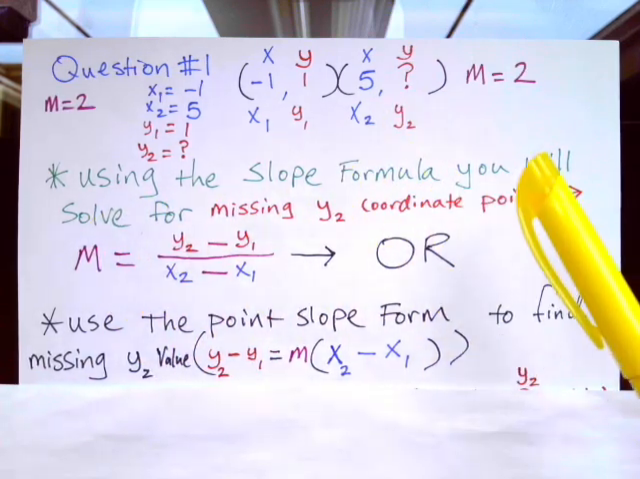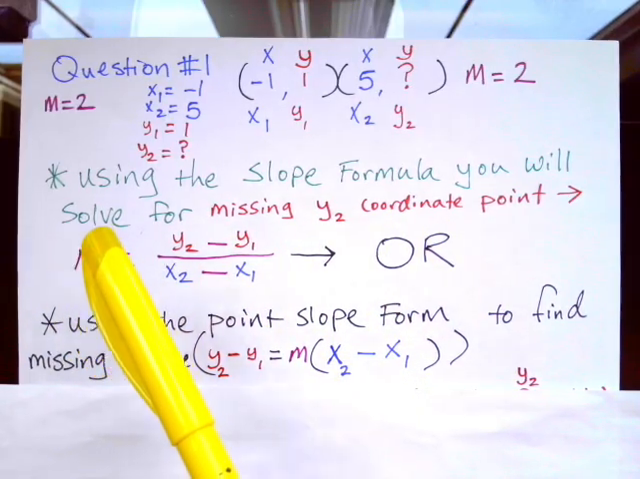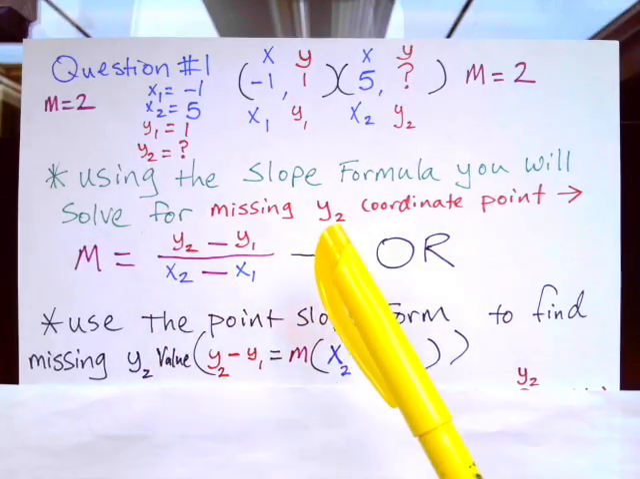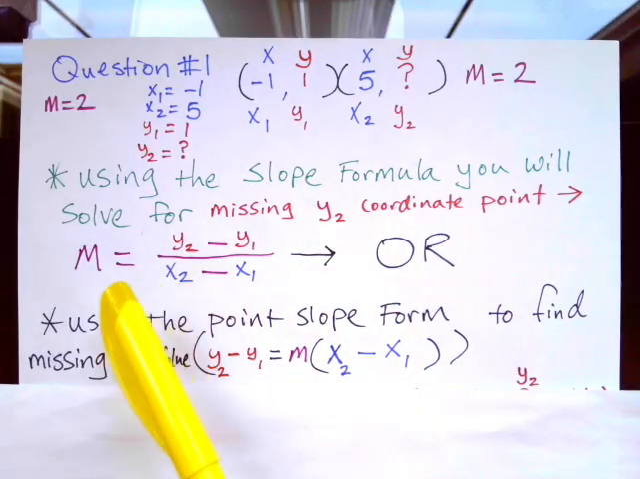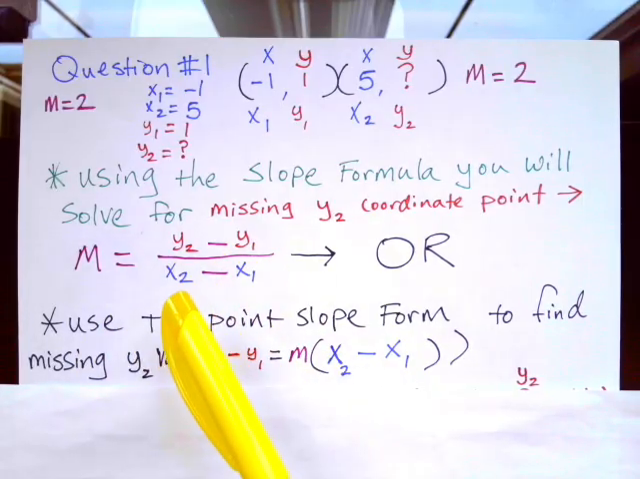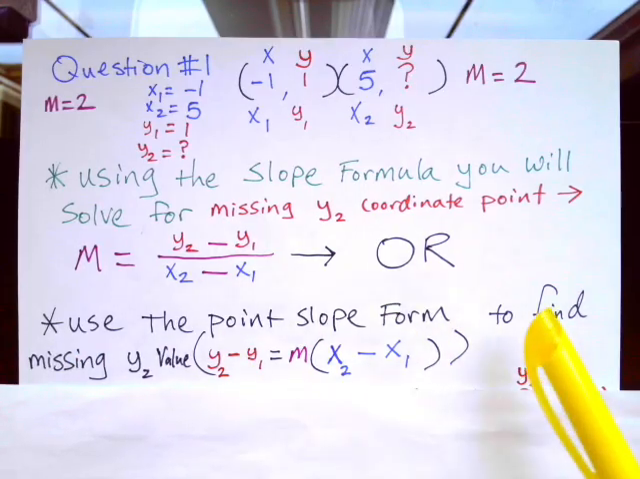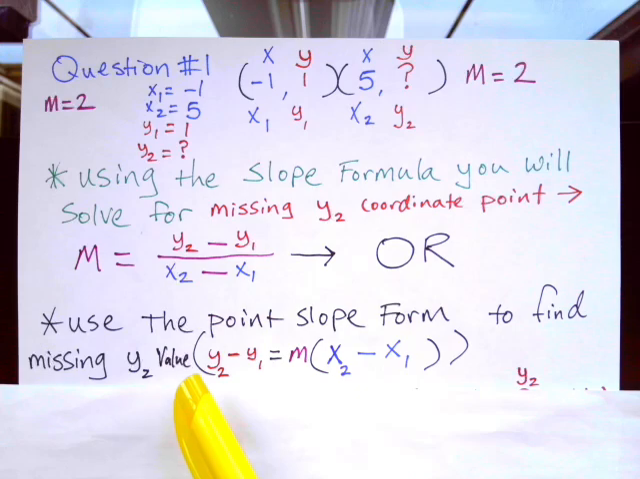You can use the slope formula, and thankfully they give you the slope formula and all the formulas you can use to solve for the missing y2 coordinate point, which is m, or slope, equals y2 minus y1 divided by x2 minus x1. Or you could use the point slope form to find your missing y2 value. That formula is y2 minus y1 equals m times the x2 minus x1 quantity.